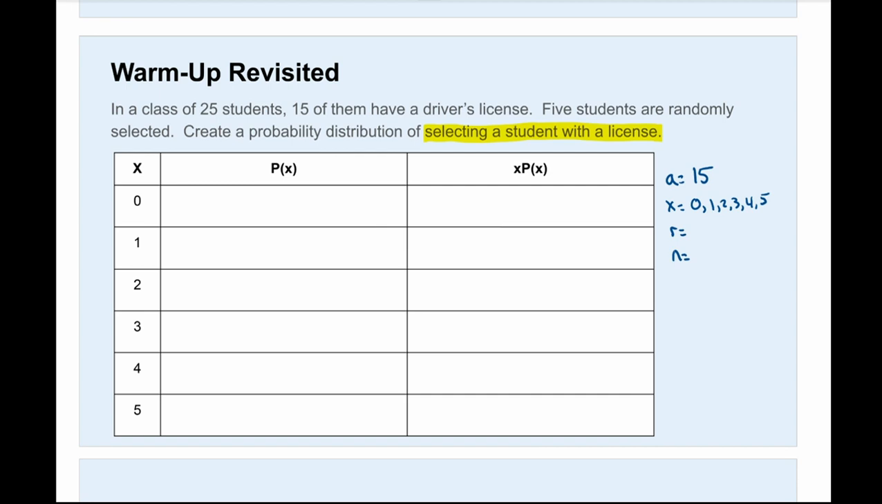R is the number of dependent trials. So in this case, how many trials are we doing? In this case, we are doing 5 of them. Right? We're selecting 5 students. N is the total number of outcomes. So how many possible students are there to choose? In this case, there are 25 possible students.